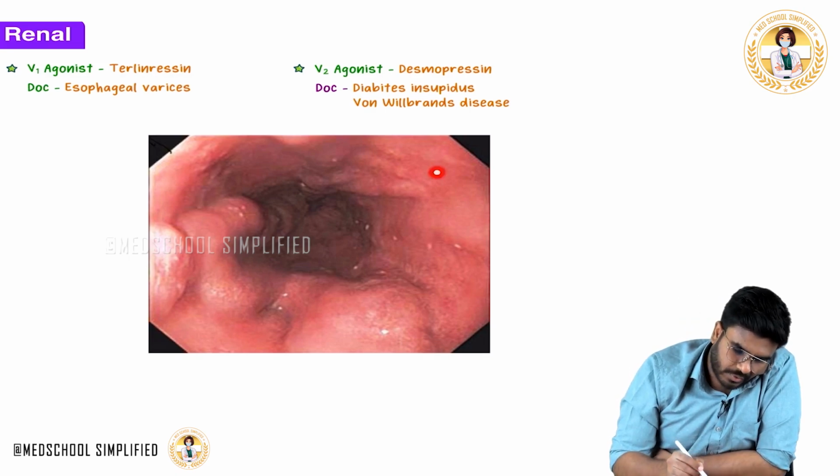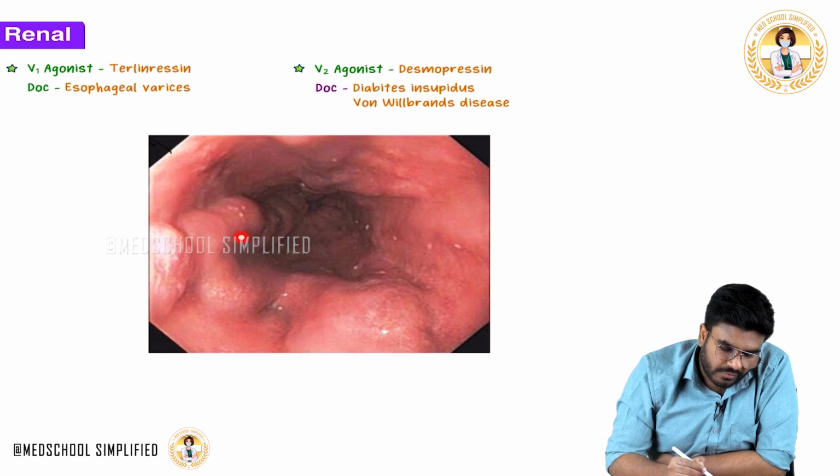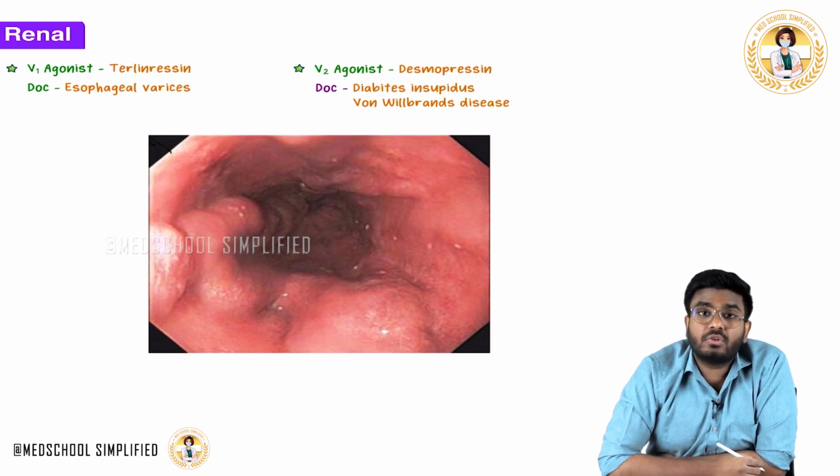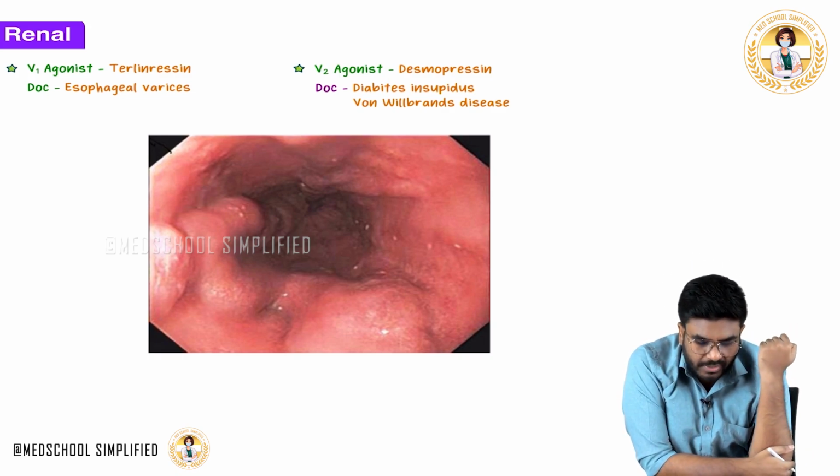This is an image based question. Here, this is an endoscopic view of the esophagus, where you can clearly see all these dilated veins inside the esophagus. This condition is called esophageal varices, which means dilated veins in the esophagus. Usually it is seen as a complication of cirrhosis.